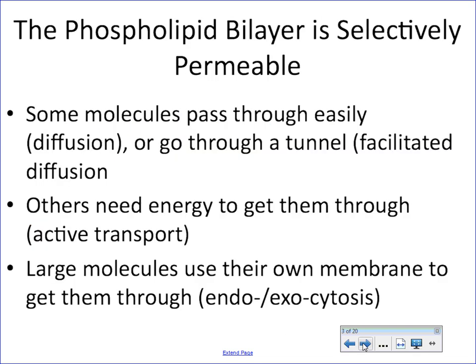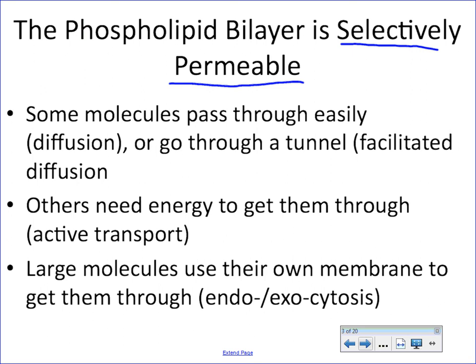So in the previous video, we covered that the phospholipids within a cell membrane will form a bilayer. The function of that phospholipid bilayer is that it will form a barrier. But it turns out that that barrier is going to be selectively permeable. So what does this mean?